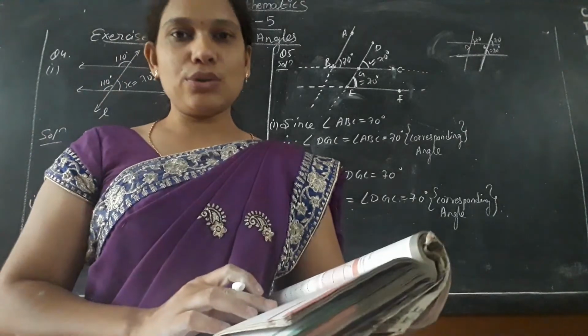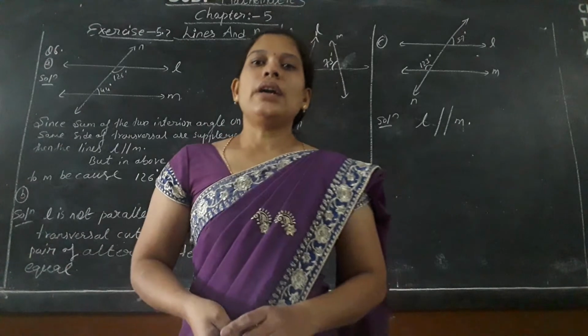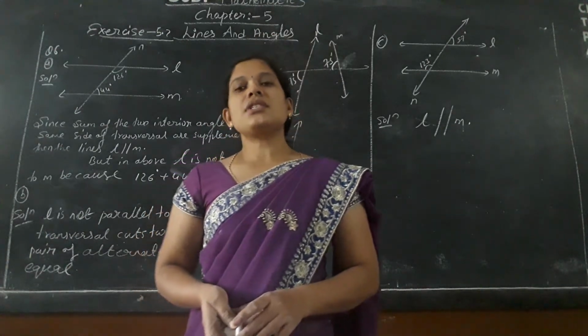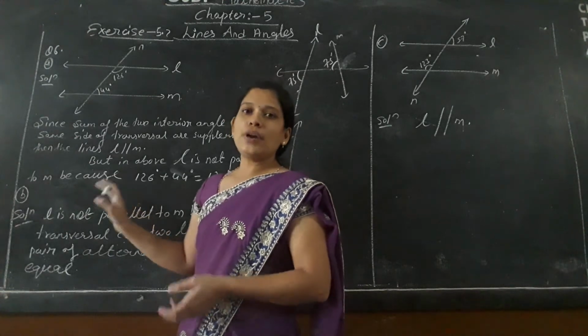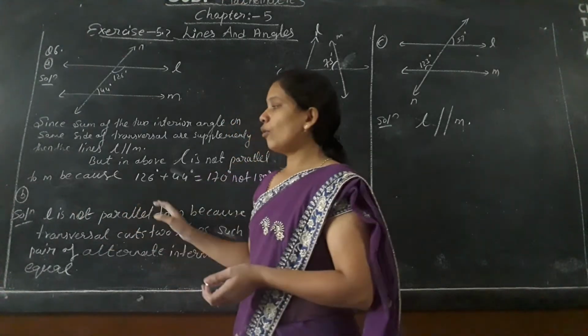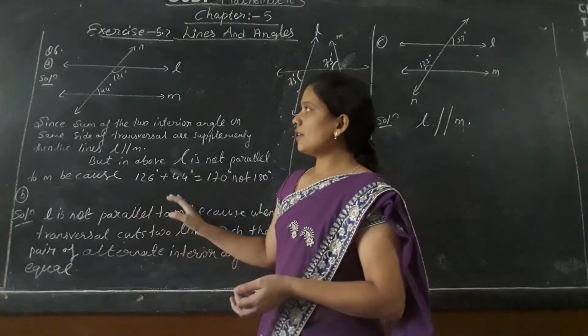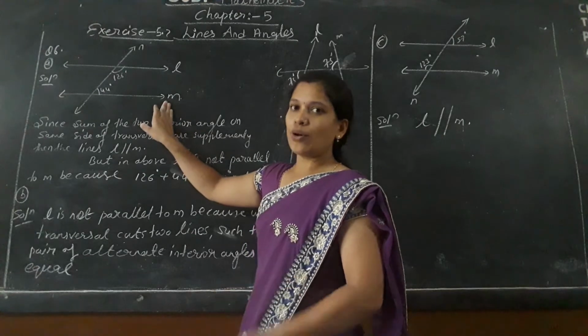Next, dealing with question number 6. Continuing that, question number 6, which is the last question of the exercise. Here in this question it is said that you have to tell whether line L is parallel to line M. Four conditions are being given. So the first condition: whether L will be parallel to line M or not.